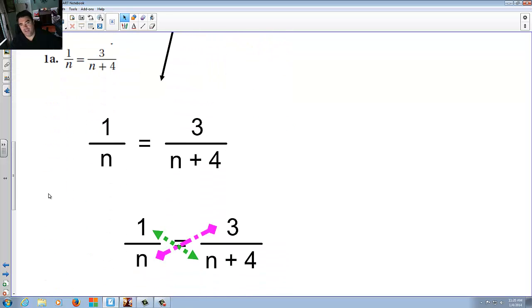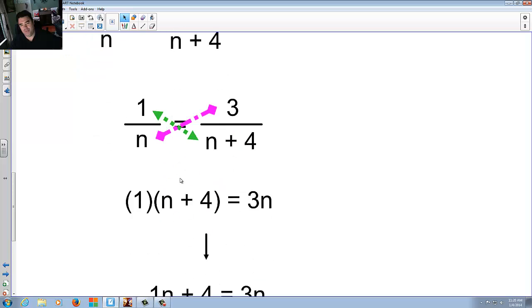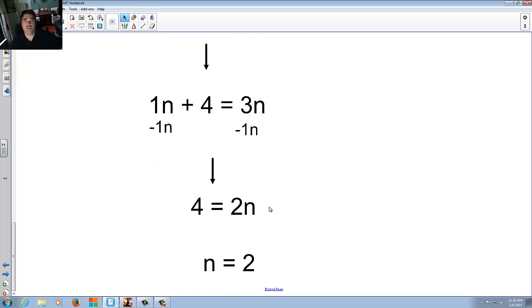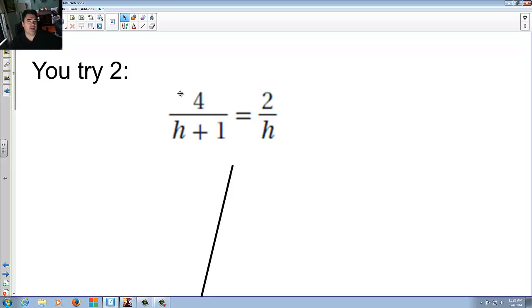Well, I did a little crisscross applesauce, 3 times n and 1 times n plus 4. So I got 1n plus 4 equals 3n, minus 1n, minus 1n, 4 equals 2n, divided by 2, n equals 2. You try number 2. Go ahead. Let's see how you did.